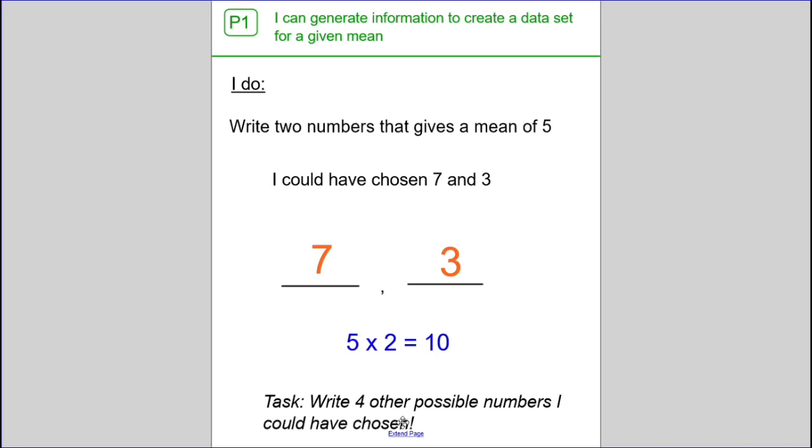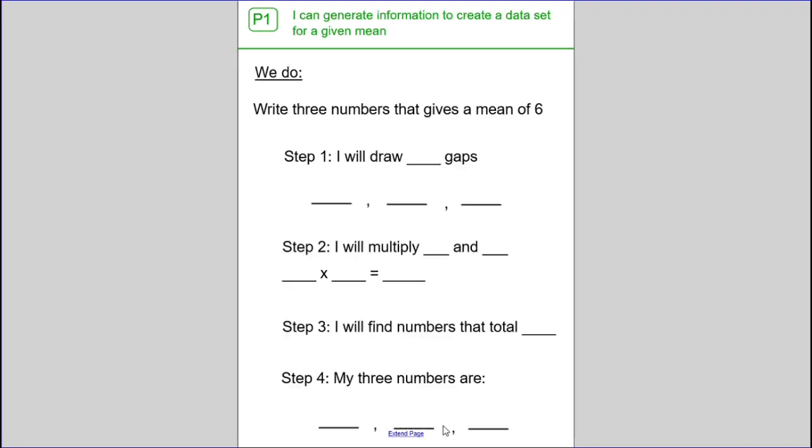Here's a task for you. Write 4 other possible numbers that also could have been chosen. Here's a we do question for you to try. Write 3 numbers that give a mean of 6.